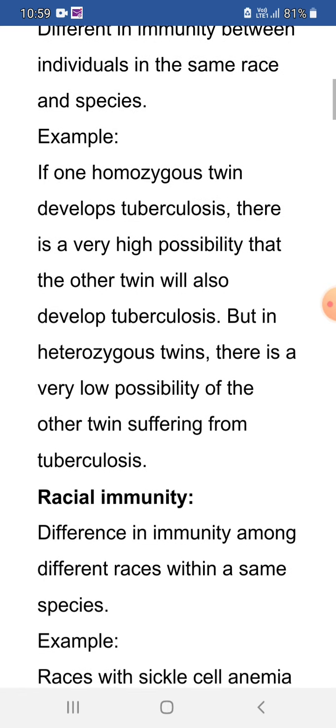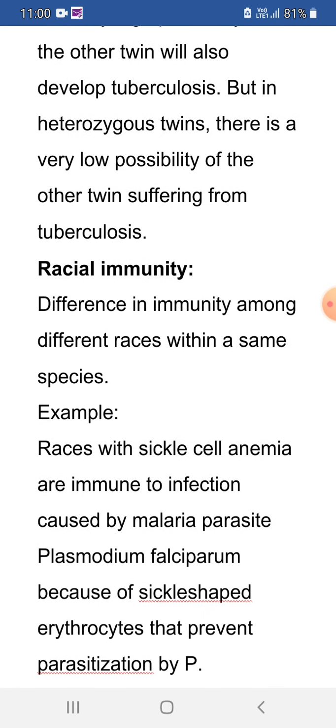Then we move to racial immunity. We've said a race is a subspecies. In human beings, subspecies are referred to as race. So these are small groups within a species. So a group may be immune to a particular microorganism or substance, while another race is not. So this is immunity uniform among one group, but differing from that of another group.